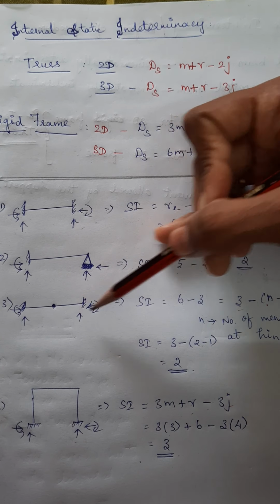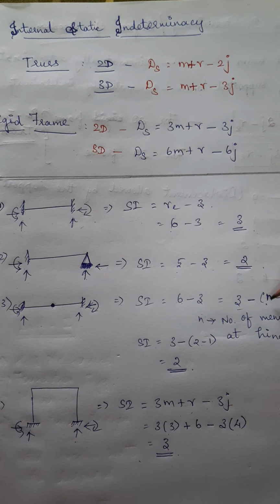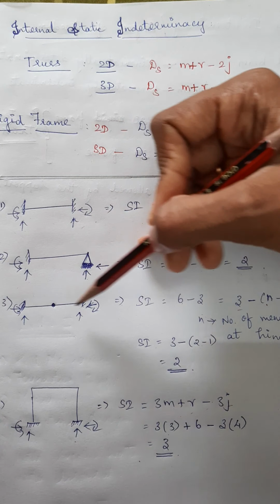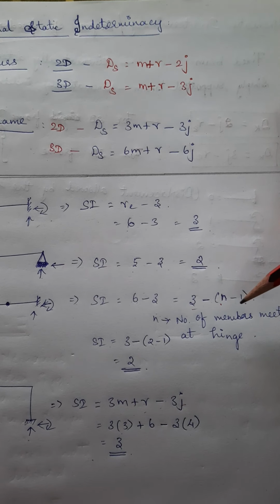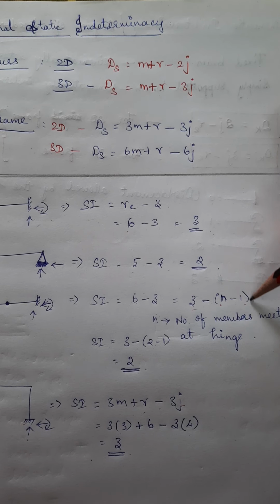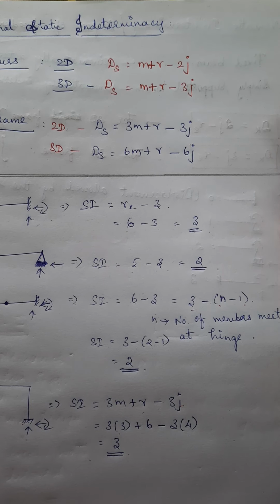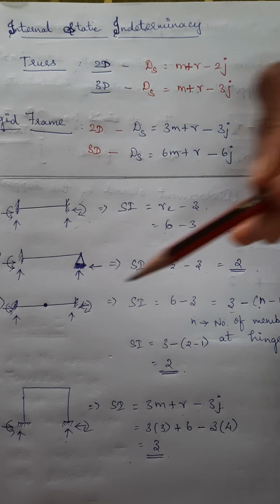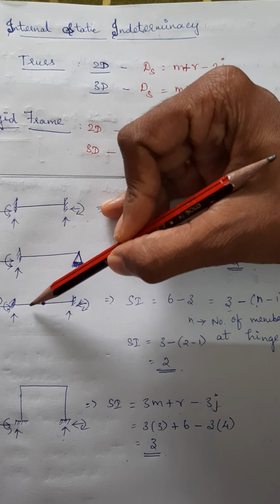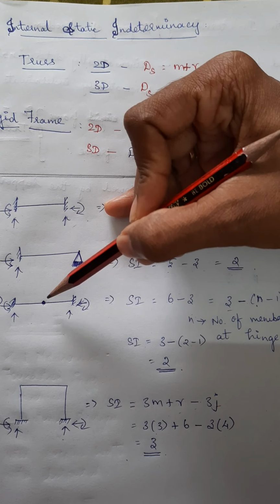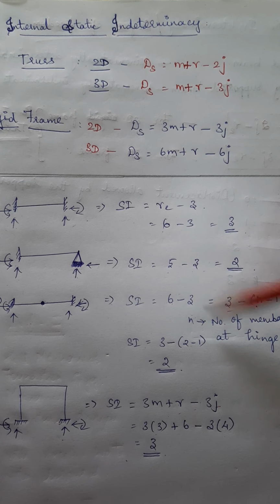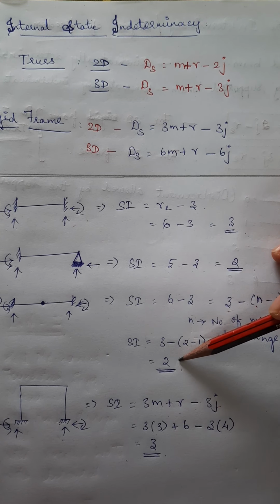And when a hinge is present in a beam, in such conditions static indeterminacy will be determined as here 3 and here 3 comes 6, 3 minus (n minus 1). This n is the number of members meeting at the hinge. Here the number of members meeting at the hinge will be 2. Here the hinge is this one member, this one member. So the number of members meeting at the hinge is 2. So static indeterminacy will be 2.